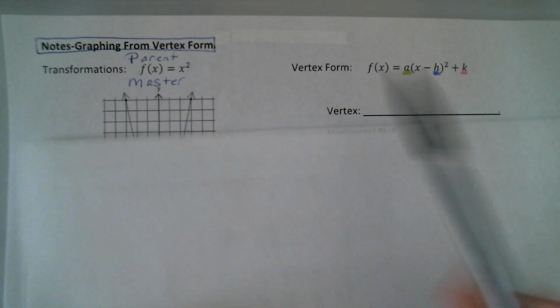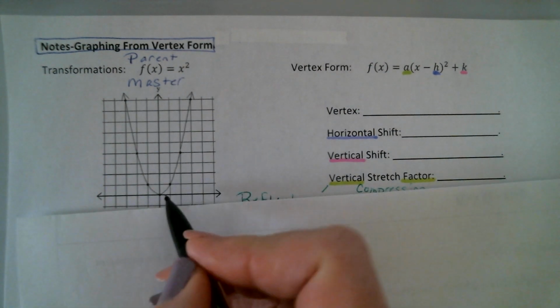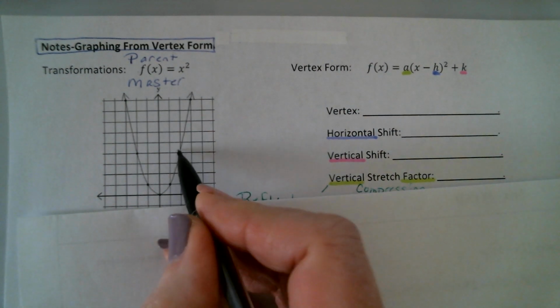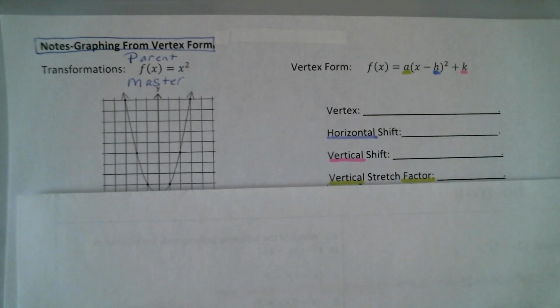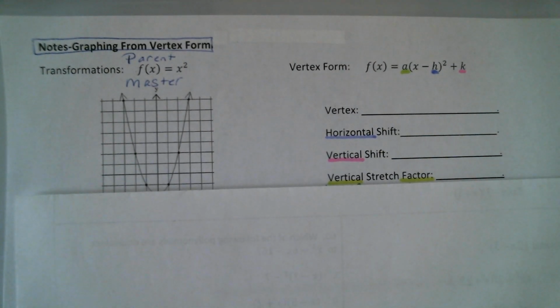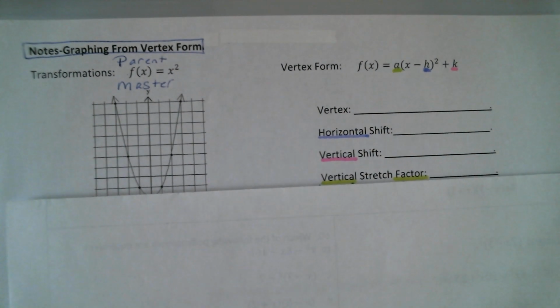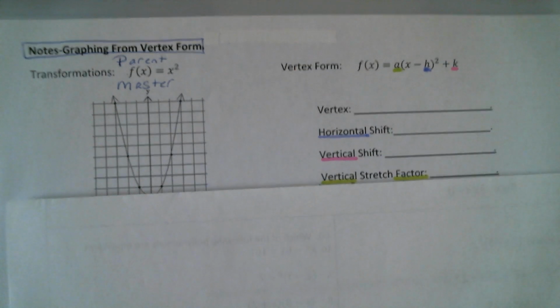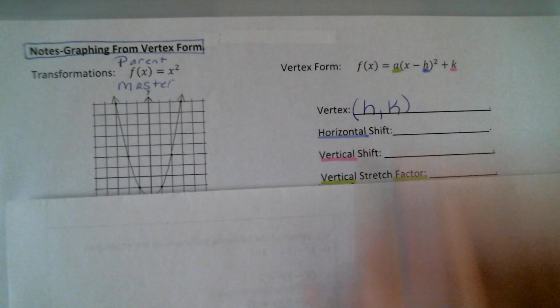So if this is our parent graph right here, where we have that distance of 1 and 1 squared, and 2 and 2 squared, and 3 and 3 squared. Let's just look at this one and talk about the vertex. What is the vertex in this format? It's just h and k, right?